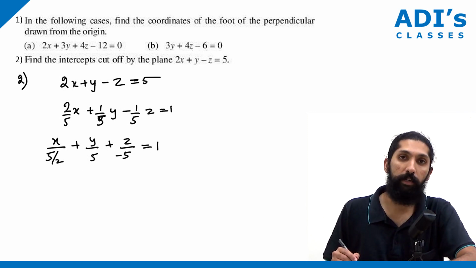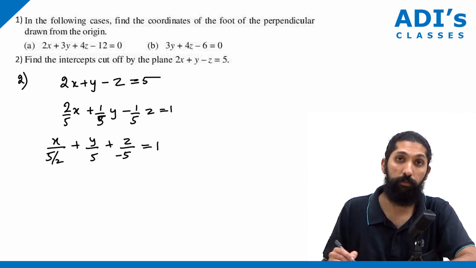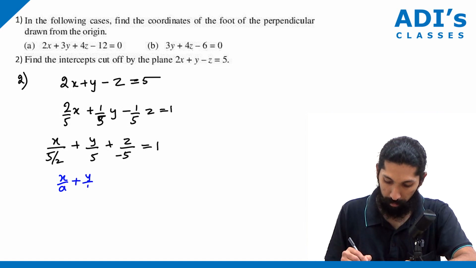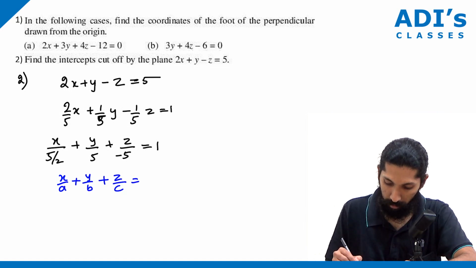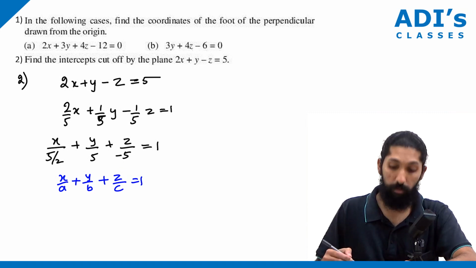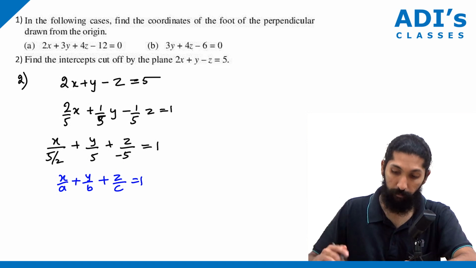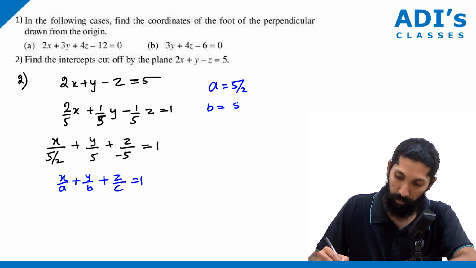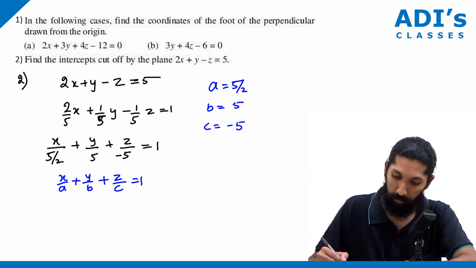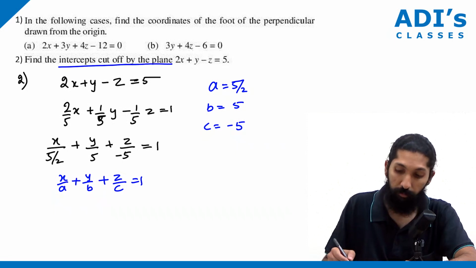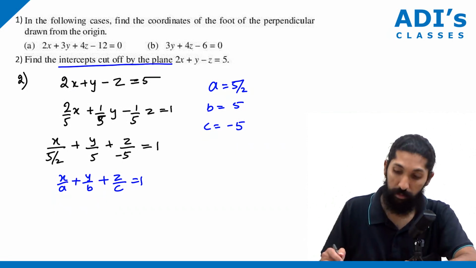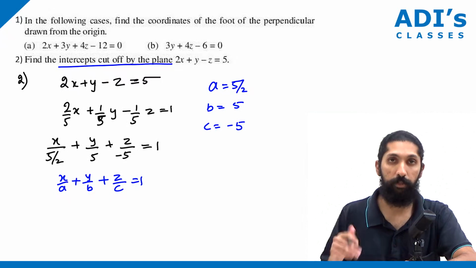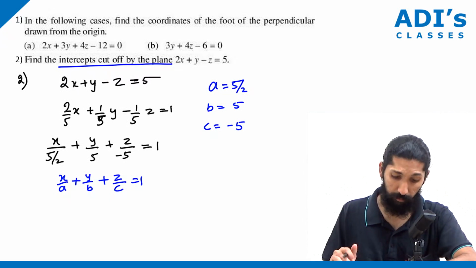Now, why are we writing it this way? Because the intercept form of the equation of the plane is x by a plus y by b plus z by c is equal to 1. Isn't it? So when you compare, what is the value of a? You get a value as 5 by 2, b value as 5, c value as minus 5. So the intercepts cut off by the plane along the x-axis is 5 by 2, y-axis is 5, z-axis is minus 5. Clear? That's the answer for the second question.